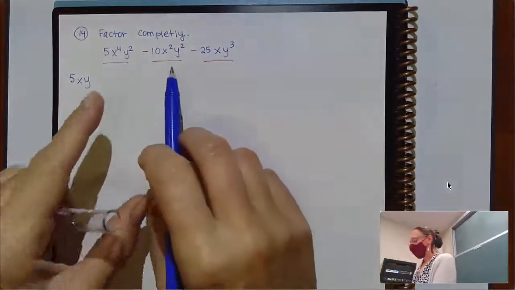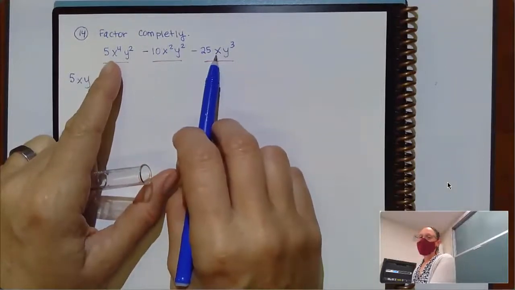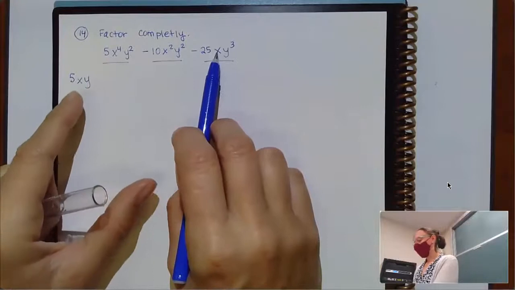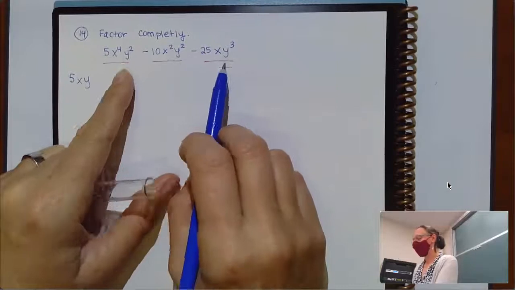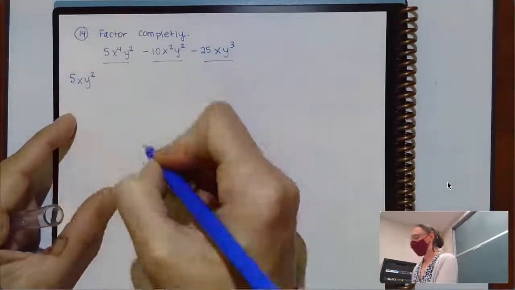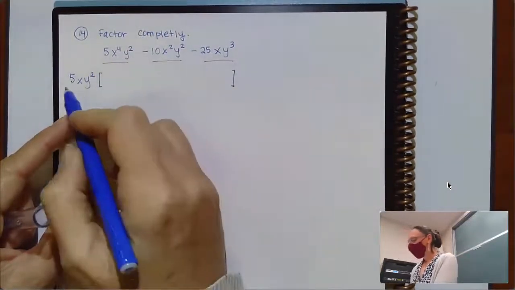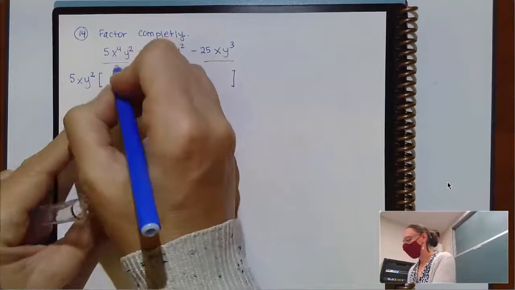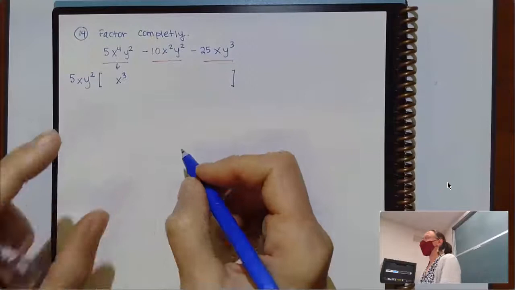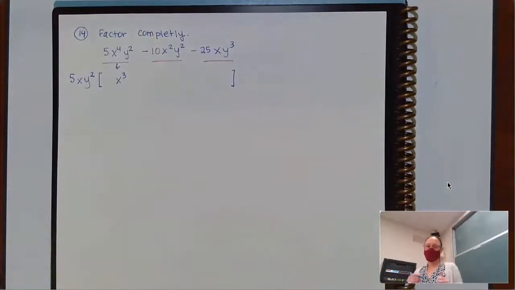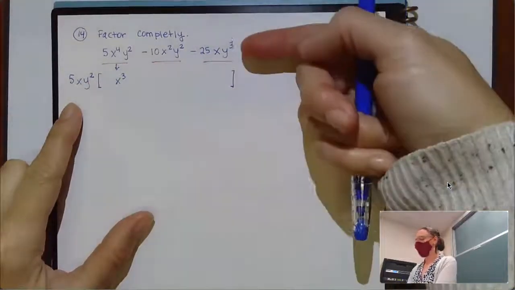If I look first at the X's, I've got an X to the 4th, an X squared, and an X. So X is the only thing I can pull out. If I look at the Y's, I've got a Y squared and a Y cubed. So I can pull out a Y squared. If I factor all of that out of my first piece, what I'm going to be left with is X cubed. And remember, this whole idea of pulling something out is that if I were to distribute this back in, I should come back to what we started with.